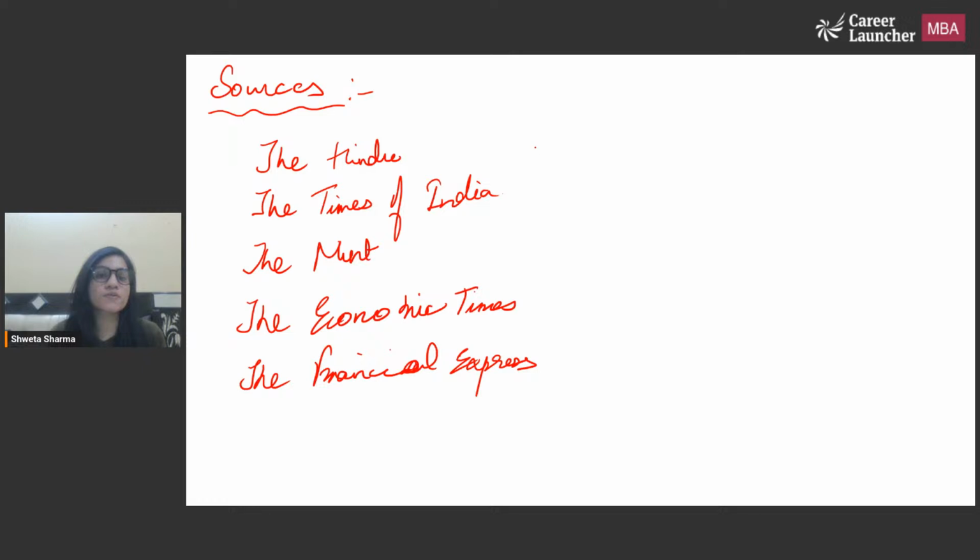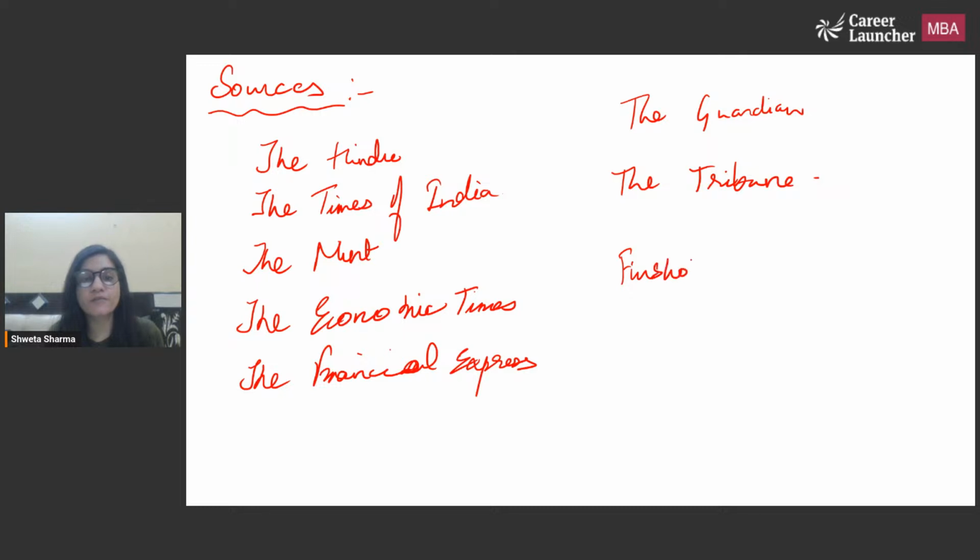Okay, these are good Indian sources which you can pick. If you want to rely on something more than this, if you're done with this and you want to reach out to something more, you can pick the Guardian, the Tribune.